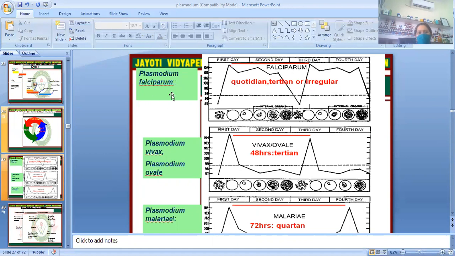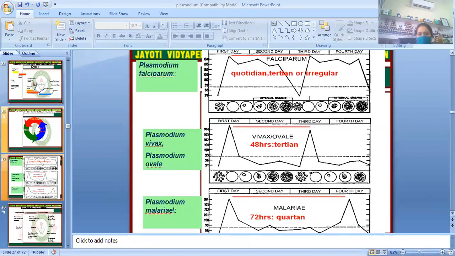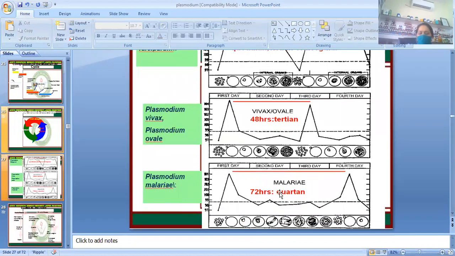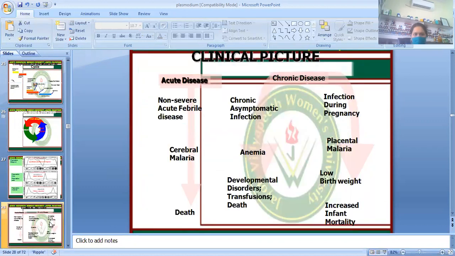It happens in Plasmodium falciparum, but in vivax and ovale, the erythrocytic cycle is almost 48 hours, and this causes the tertian fever. That means if fever comes on the first day, it again comes after 48 hours, on the third day. But in Plasmodium malariae, there is a fever after every 72 hours. This is called the quartan fever. So there is a pattern in the fever.